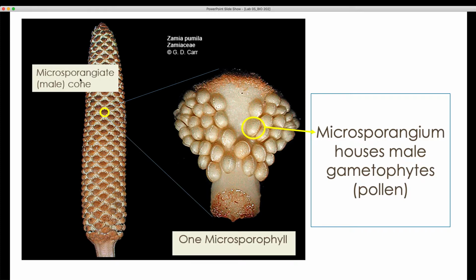So here is our microsporangiate cone. Remember what I said last time about micro being the male part. I'm not going to repeat myself on that. But this is the male cone, okay? And inside of one of these microsporangia are the male gametophytes, which are our pollen grains, and then inside of those pollen grains would be the male gametes, which are sperm, okay? So one of these little cones looks like this, and then you get pollen grains from there.